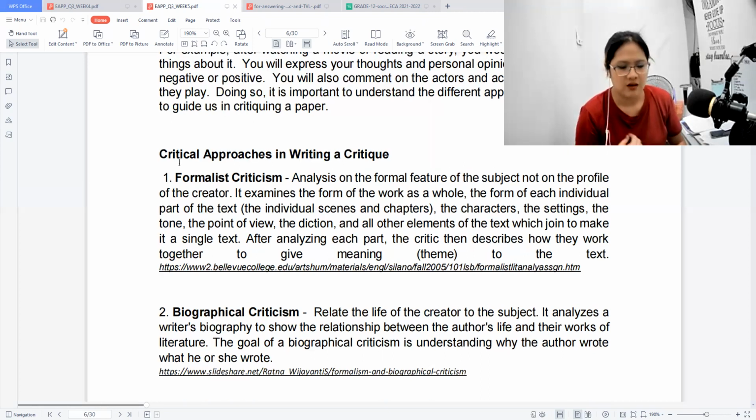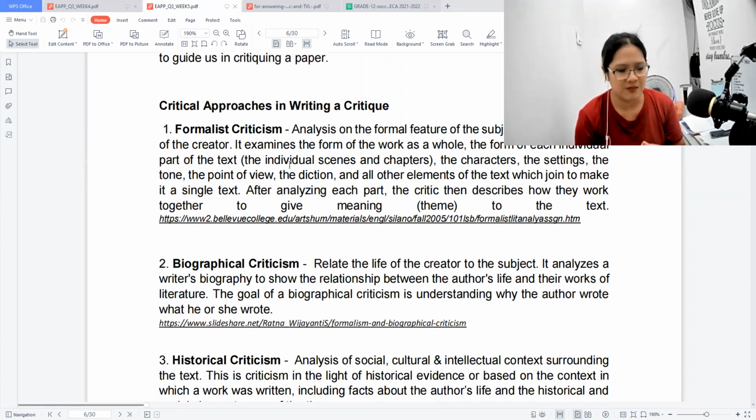We also have what they call the new criticism. At some point, it is like formalist. You focus on the text itself. Meron pang specific na type ng formalist, kasi two types yan. You have the American formalism and the Russian formalism. But then again, let's just take what is given in the book. I hope I explained this well because this is my master's degree. So, my goodness. Okay, next.